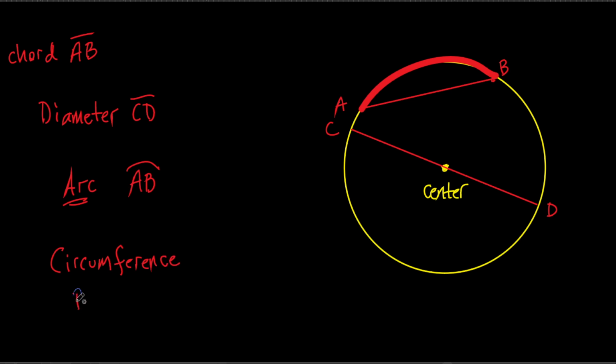What does that mean? It basically means it's the perimeter of the circle. Does that make sense?